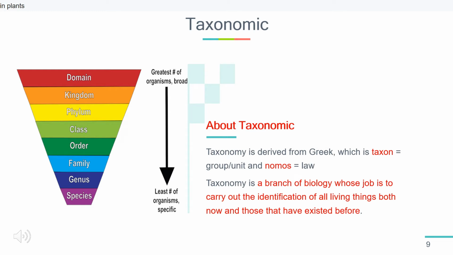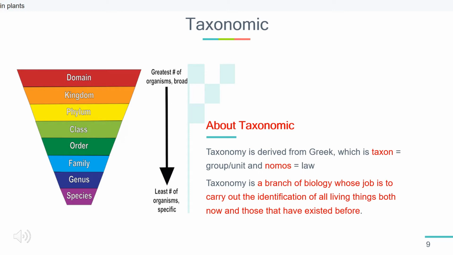This is how the taxonomy goes, from the greatest or broad to the least or specific. It starts from domain, kingdom, phylum, class, order, family, genus, and species.